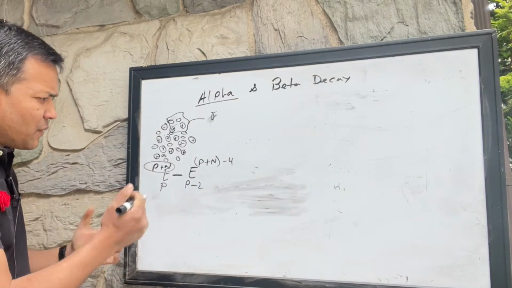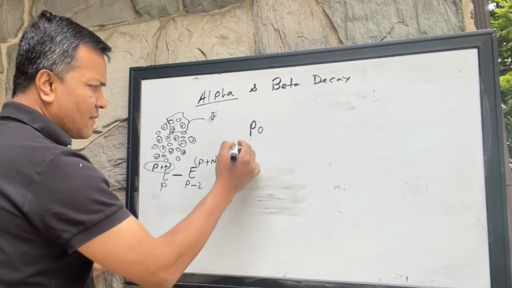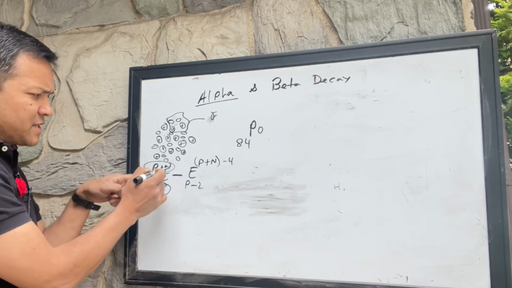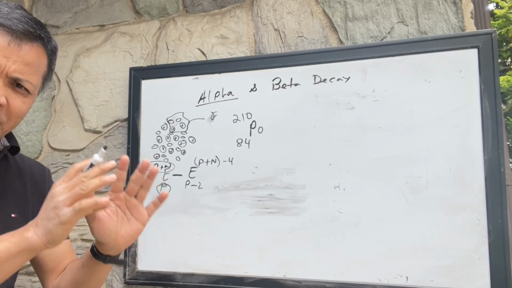Okay, so now let's say polonium. Polonium has 84 protons. And what is the atomic mass? 210. Why does this guy want to go through nuclear decay?